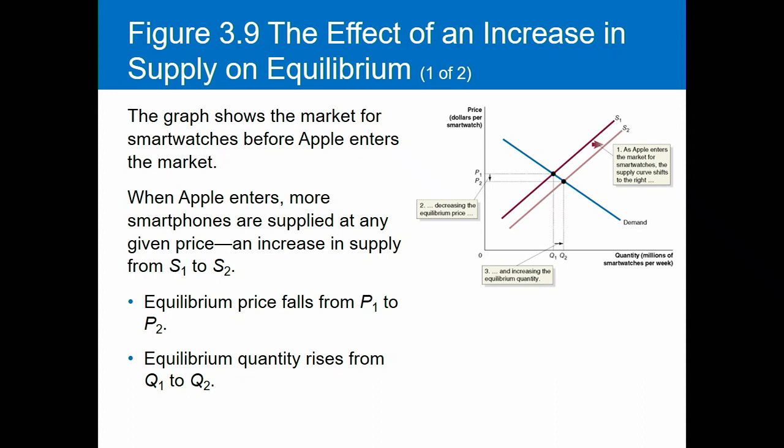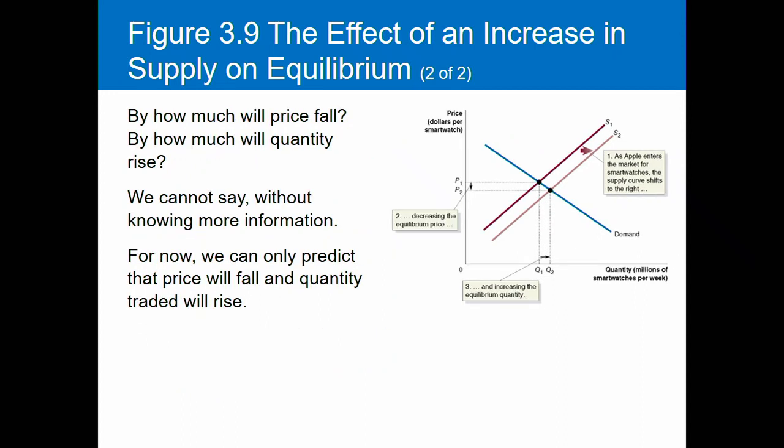So yeah, if you shift the supply curve to the right, you increase the supply, we're going to end up with a lower price and a higher quantity demanded. So how much is the price going to fall? How much is the quantity going to rise? Again, without knowing the actual supply and demand curves, we're not going to be able to say that. We need more information for that. We need to accurately be able to estimate supply and demand curves. Like I said, it's very difficult to actually do in the real world. So for now, we can say the price is going to fall and quantity is going to increase, but we can't say by how much.